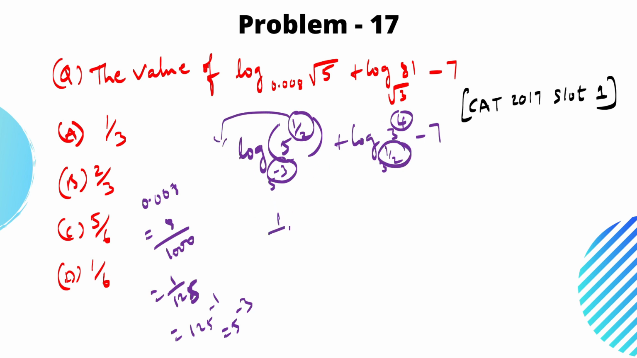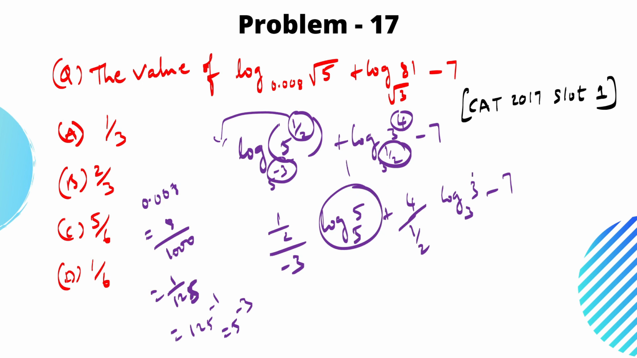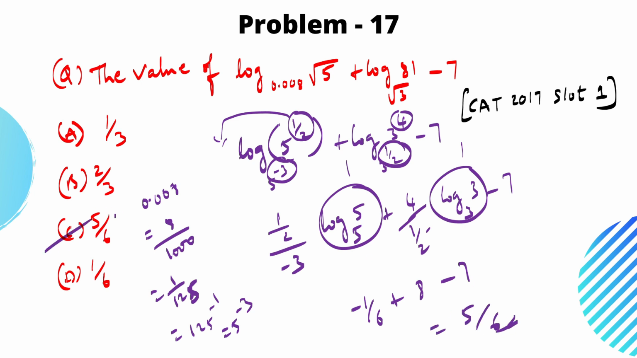This becomes as usual, so 1 by 2 by this will be inverse, minus 3 becomes 1 by 3. So this will be minus 3 by minus 3 of log 5 to the base 5 plus 4 becomes 4 and 1 by 2 becomes by 1 by 2, and this is log 3 to the base 3 minus 7. So this is equal to 1 and this is equal to 1. So minus 1 by 6 into 1 plus this will be equal to 8 into 1 minus 7, and this is equal to 5 by 6. 5 by 6 is our answer.